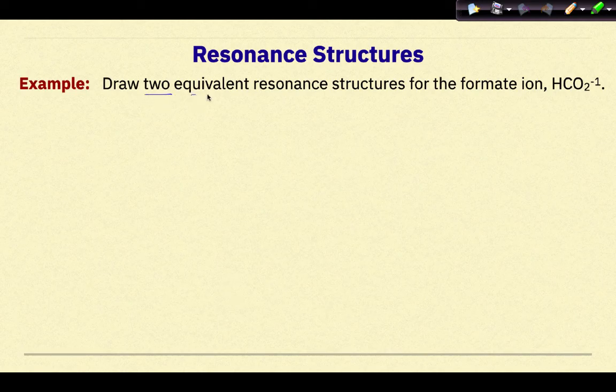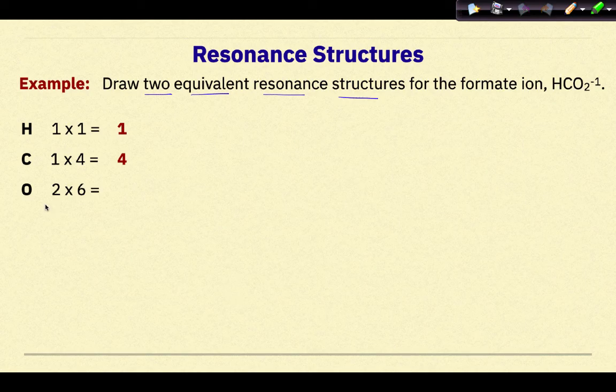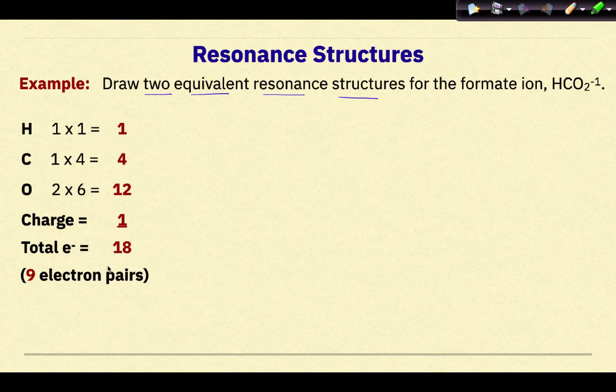Draw two equivalent resonance structures for the formate ion, HCO2-1. Let's see how many electrons we have to work with. We have one hydrogen with one valence electron to give us 1. One carbon, 4 valence electrons to give us 4. 2 oxygens, 6 electrons apiece, that gives us 12. We have a -1 charge, so we add 1, and that will give us a total number of electrons of 18, which is the equivalent of 9 electron pairs.